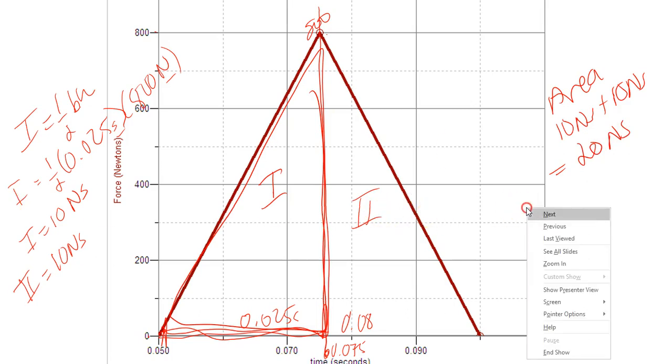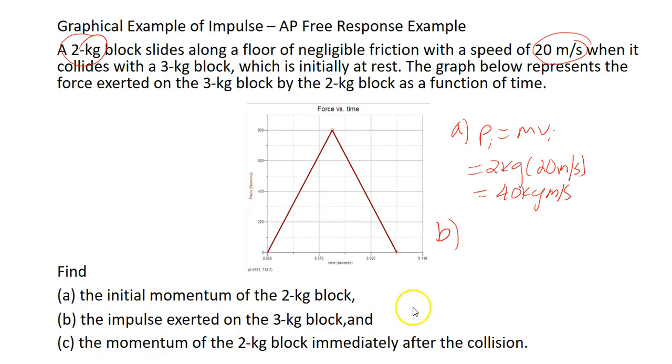So let's go back to the previous problem. Impulse exerted on that block. Now, notice that it collides with this block, that's going to feel the force. What did I say? 20. Over the time. And that's exactly what this is. This is the force the object felt over that period of time, like this.